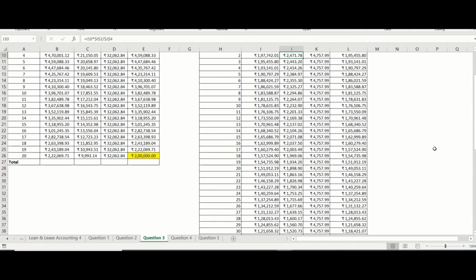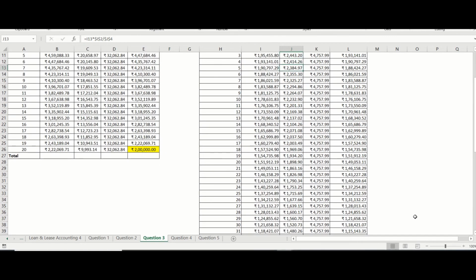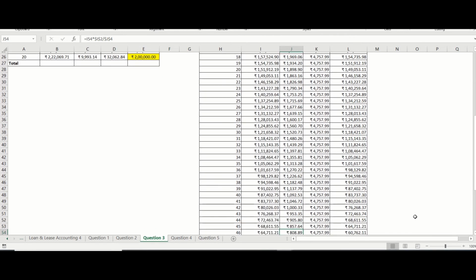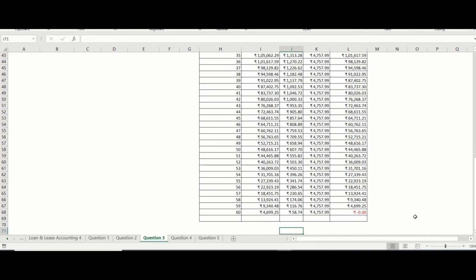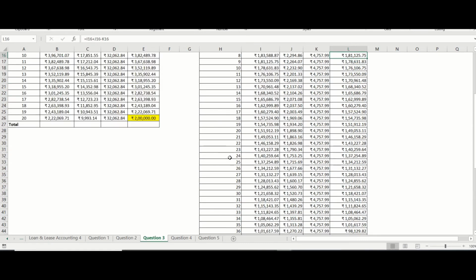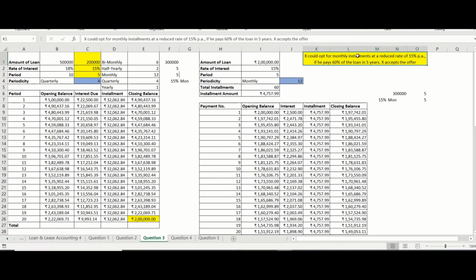नाउ यू कैन सी माई इंडिकेटर, जो मेरी लास्ट वैल्यू वो 0 आया है ना. This value is 0 now. 60th installment में my closing balance is 0, which means the loan amount is wound up. मतलब सारे payments कर लिया है हमने, right? My solution is also right. So question 1 and question 3 follows the same pattern, very similar. If you understand the concept of what is the offer, how much you're paying before, how much you should pay later, it is very easy, right?